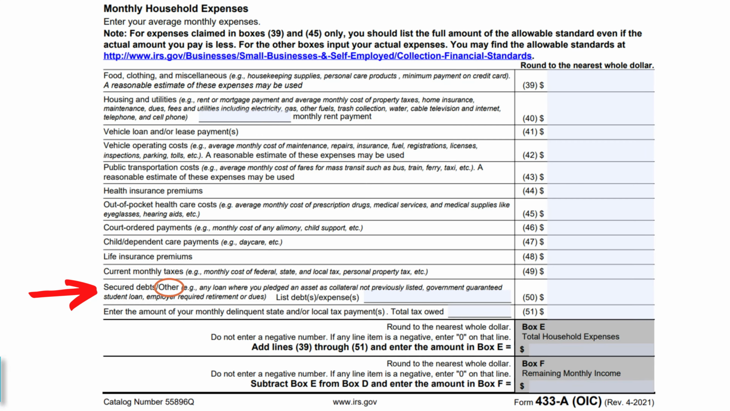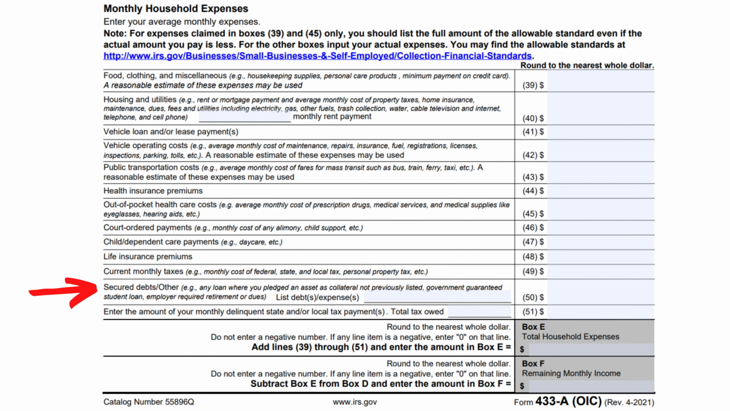But now I'm going to move on from secured debts here and talk about what could go into the other portion of line 50. So when you see other, you might be thinking, oh, I can put everything I want here. No, this isn't everything in the kitchen sink. These are only expenses that don't fit on another line here that are necessary by IRS standards.